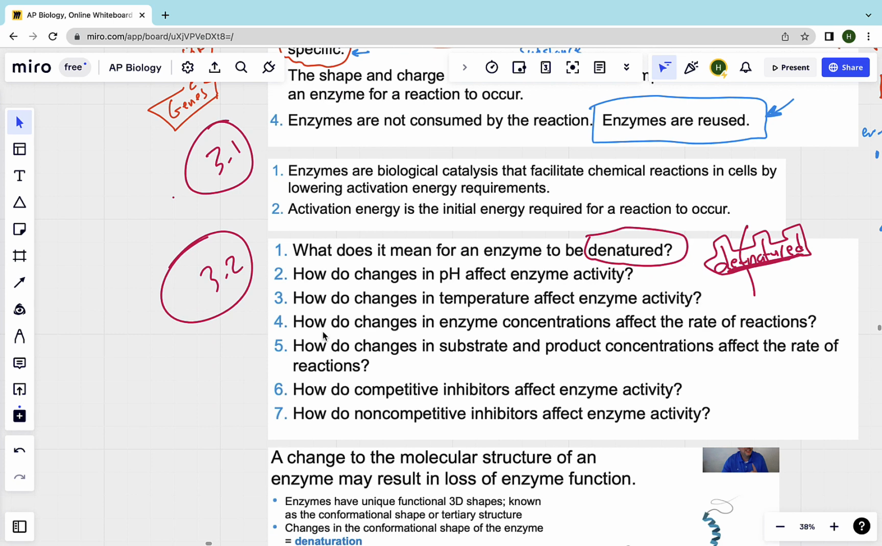This is inactivation. Denature means changing the whole shape or structure, like with pH and temperature. We'll talk about that. Can you write the meaning of it? Yes, don't worry.